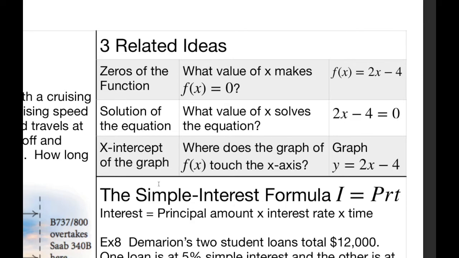These three ideas show up, are interrelated all the time, and it's good to make sure you understand that you can answer all three of these questions by doing the same thing. You basically solve the equation 2x minus 4. But they show up in three different areas. If you're talking about functions, then the terminology is zeros. If you're talking about solving equations, there's only one variable right here. If you're looking at graphically what it looks like, it shows up in the x-intercept.